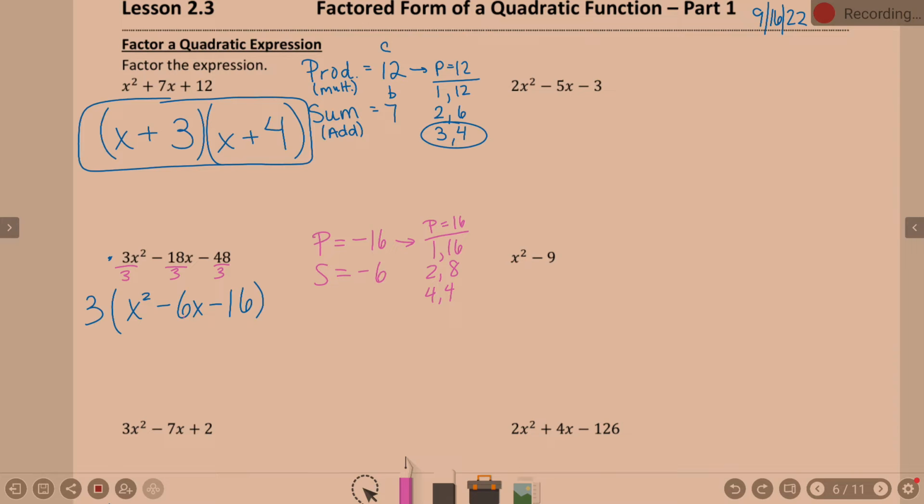And I don't see a pair that adds to be 6, but what's the rule when you multiply to get a negative? You can make one number negative. Okay, two numbers that multiply to be a negative are a positive and a negative. So if I want a positive and a negative, what happens with 8 and 2 if I make one of them positive and one of them negative? They're then going to subtract to be 6, yes?